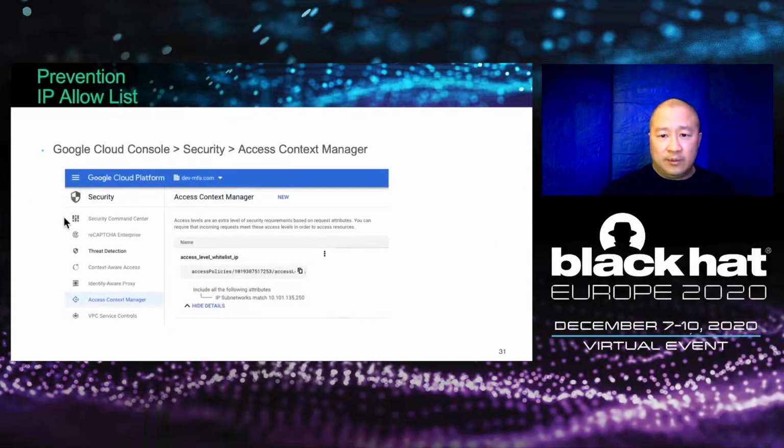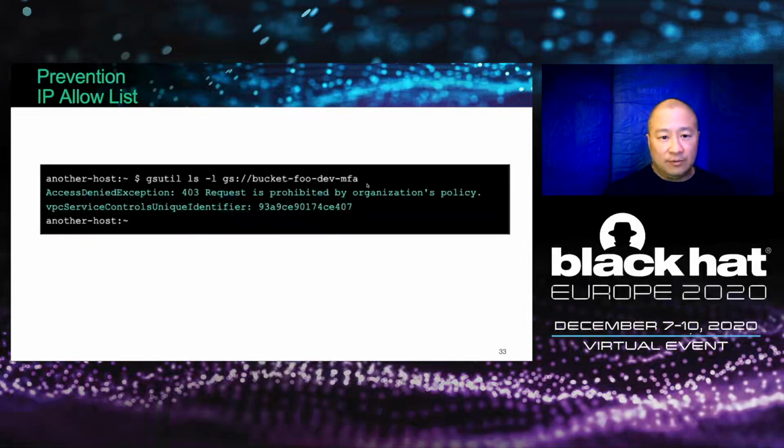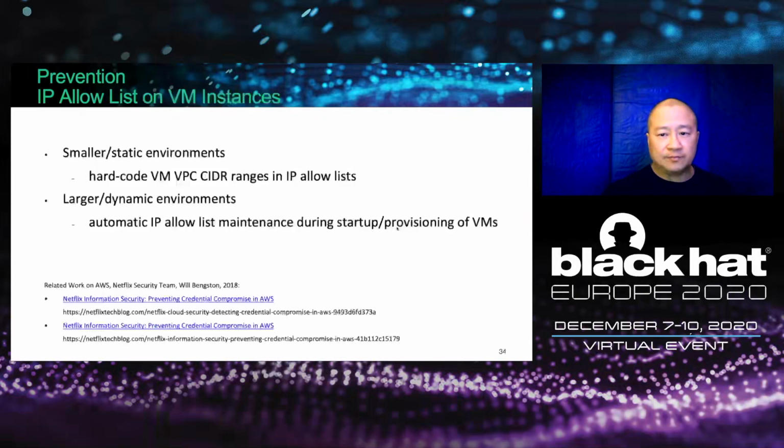How do we set up IP allow lists? Create an access level with the IPs or site ranges in the Access Context Manager in the GCP console or the API. Create a VPC Service Control so that we can set up a boundary that references that same access level, and then apply it to the right VPC. The next time someone tries to execute an API call against resources within that boundary, they'll get a 403 error. So that works as you would expect.